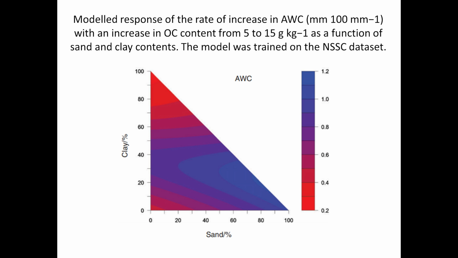This is another presentation of the same data, and the basic idea is that we can get up to 1% or more change in plant available water, but that's primarily occurring in the sandy soils. In the finer textured soils, there's much less effect, if any effect at all.